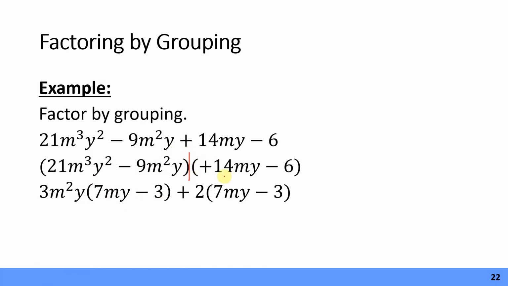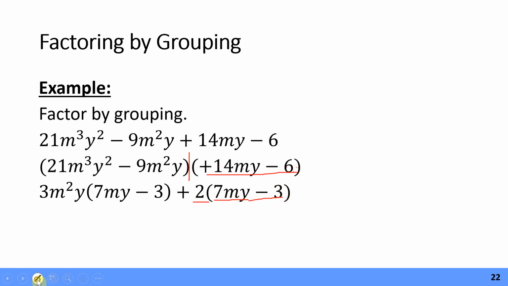Now on the next problem, we look for the greatest common factor of these two. We ignore the first part of the problem. 14 and 6 can be divided by 2, so that's my greatest common factor. I cannot factor an m because the 6 doesn't have an m. I cannot factor a y because the 6 doesn't have a y. So I factor just a 2. 14 divided by 2 is 7. It still has its m y. And then 6 divided by 2 gives me -3.